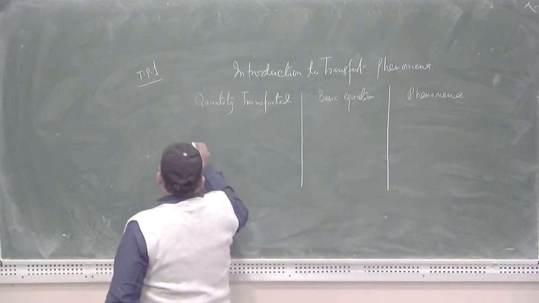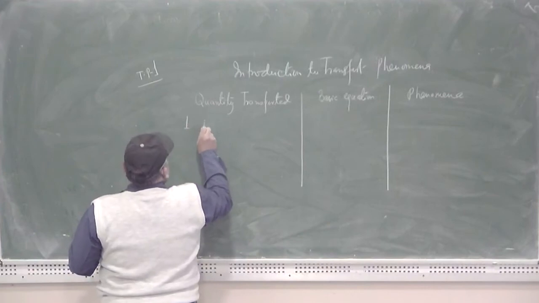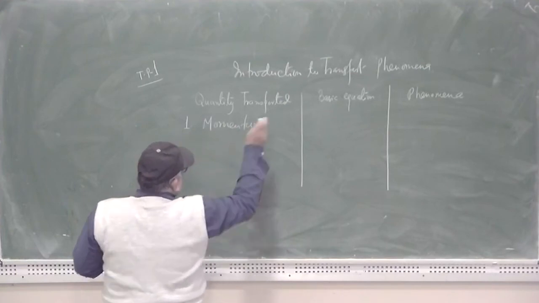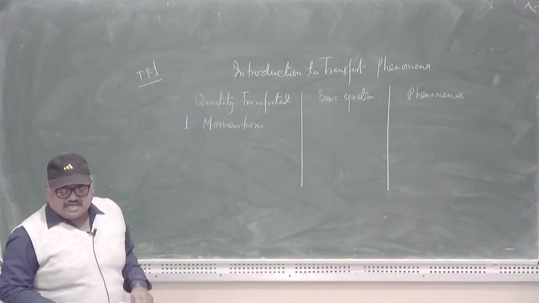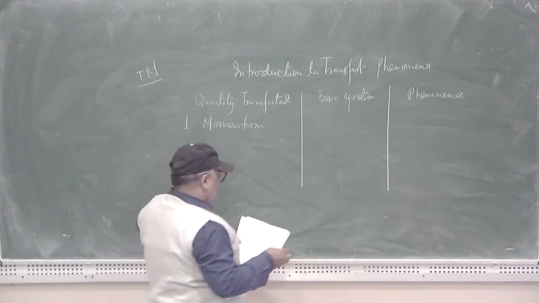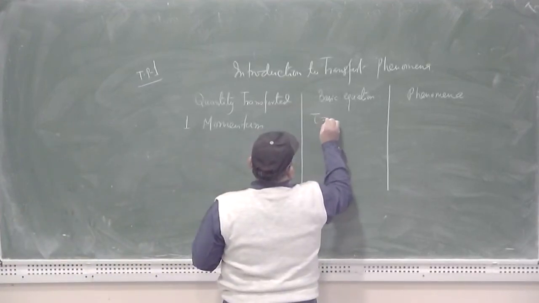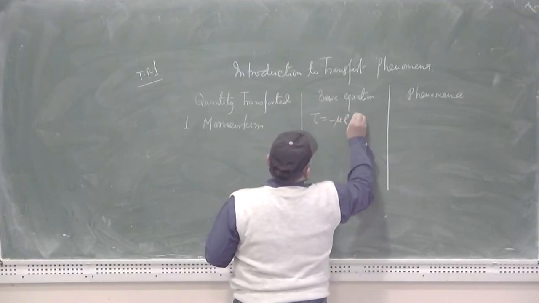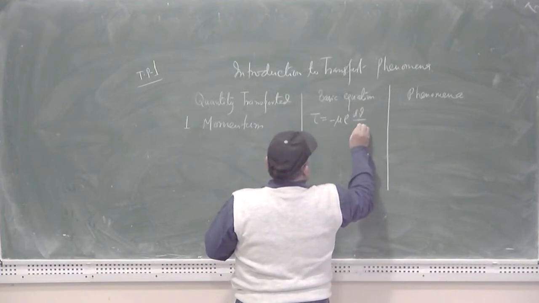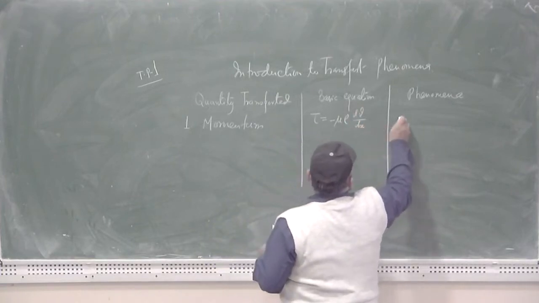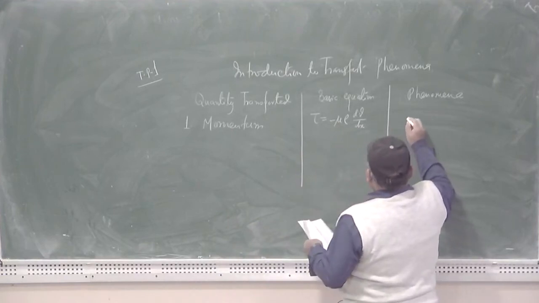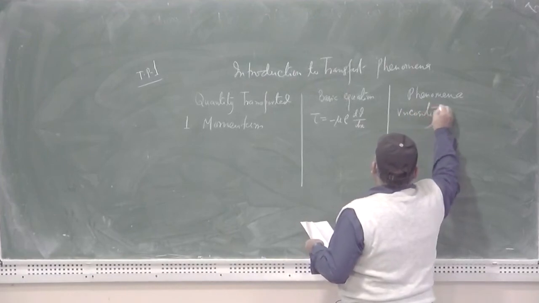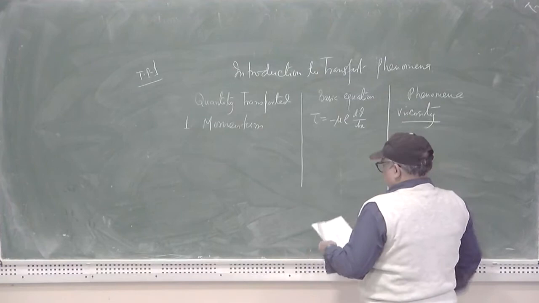Let us suppose I am talking about momentum. Momentum is the quantity which is being transported. The fundamental equation regarding momentum transfer is Newton's law of viscosity. This is given by tau is equal to minus mu into dV upon dx. Mu is the dynamic viscosity, and dV upon dx is the velocity gradient. The phenomenon which is responsible for control of such type of transport is viscosity.